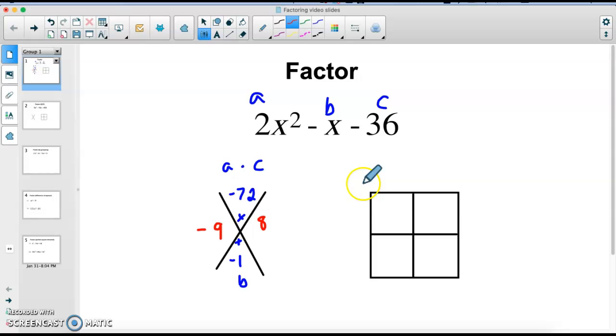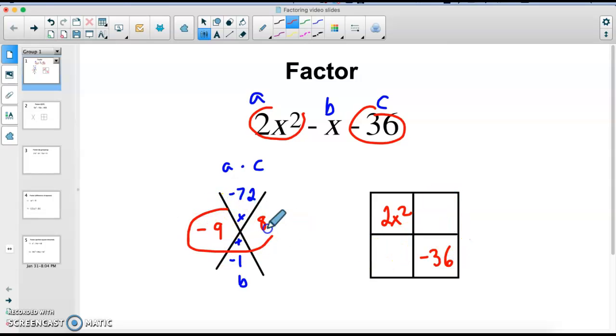So now that we have those, we can fill in our box. So remember, it's first term, first box. So that's going to go in the first box. And then it's the last term, last box. Then on the diagonal, we put the two terms from our X that we found earlier. So we're going to have our negative 9 and our 8. And then with both of those needs to go an X.